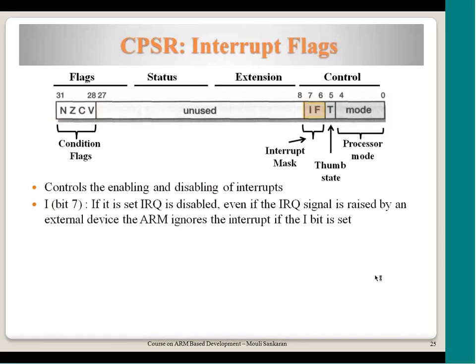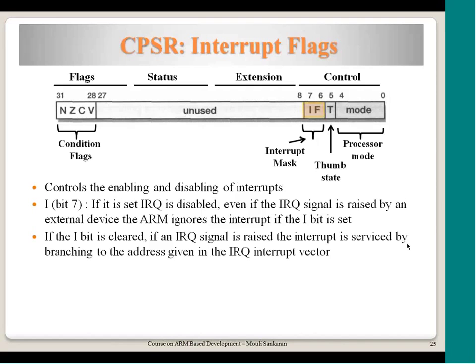Suppose you want to disable the interrupt, you want the processor not to be interrupted because you are doing some critical job, and hopefully it is not right for returning, then you can disable this interrupt flag by setting these bits to 1. Then no interrupt will be recognized by the processor.